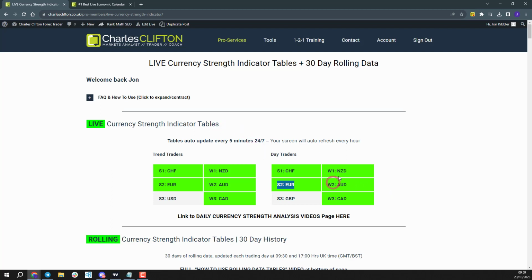Euro Kiwi, definitely a chart that I really like the look of. Kiwi Swiss obviously as well, but Kiwi Swiss is at support. Euro Kiwi's got a little bit more room to the upside to be had.